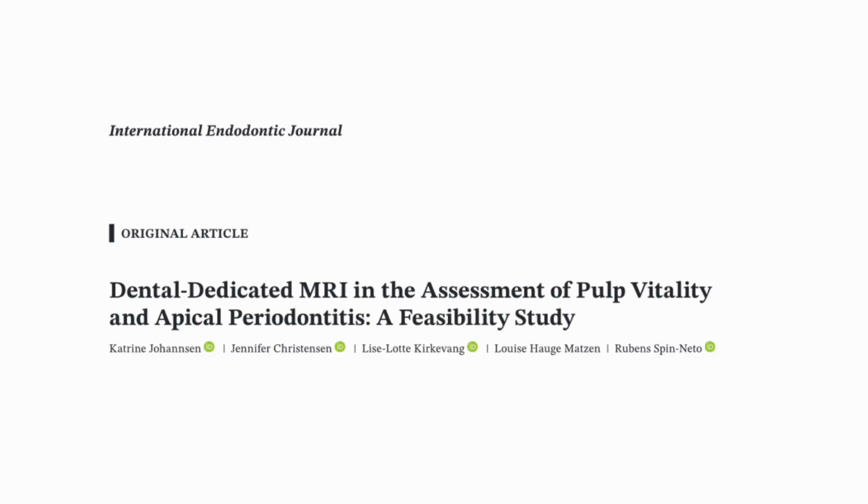So the clinical sensitivity tests are indirect and prone to inaccuracies due to subjectivity. However, the dental dedicated MRI has recently emerged as a novel imaging modality, enabling non-invasive, ionizing radiation-free visualization of the hard and soft tissues in the maxillofacial region.